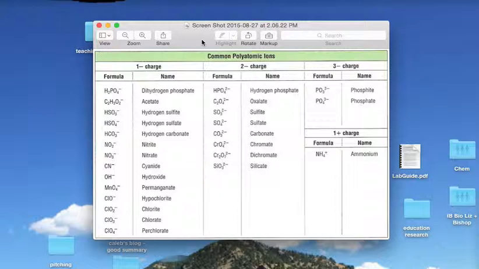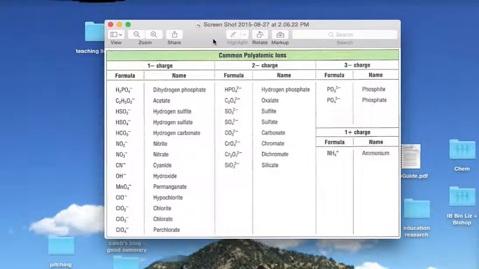So today we're going to talk about polyatomic ions. First, let's take a look at this chart right here. This chart names all the common polyatomic ions. Now there are other polyatomic ions out there, but we don't cover them in this class.